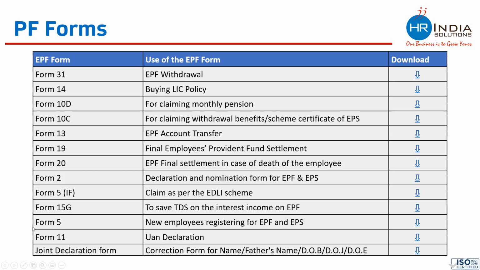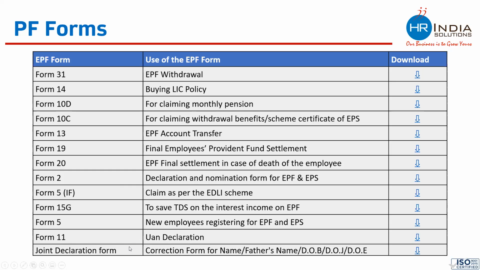Form 5, this is null and void nowadays. We register employees online only through the PF portal. Then there is Form 11. This is a UAN declaration form. So whenever an employee joins your organization, you need to ask them to provide these two forms, Form 2 and Form 11. Form 2 is for the nomination and declaration. Form 11 is the declaration of their services and registration in the UAN. From this, you come to know whether the person was earlier a member of PF or not. And if he was a member of PF, whether he was a member of both PF and pension schemes or not. So this is really an important form.